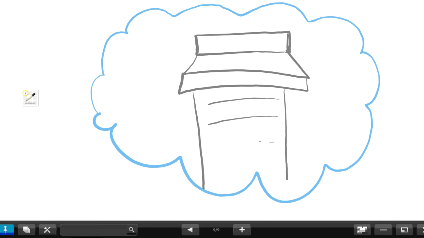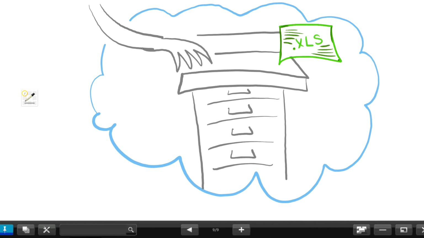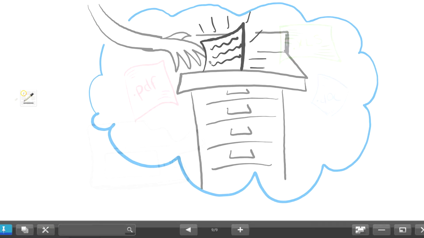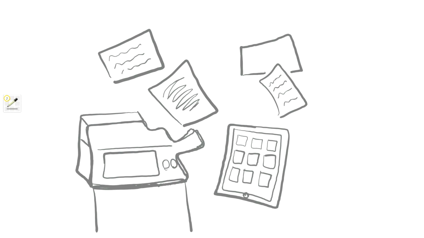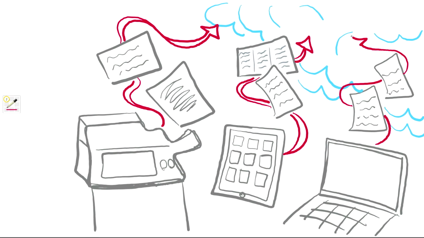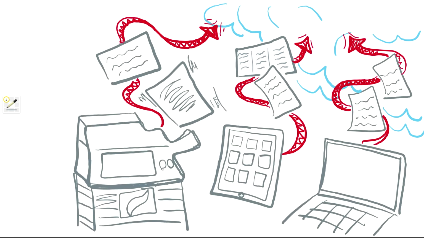Cloud Portal Office is a single repository for both electronic and hard copy documents that can be easily retrieved. Scan a document with a multifunctional printer, and it's automatically sent to the cloud. Files can be uploaded from a computer, tablet, or smartphone.